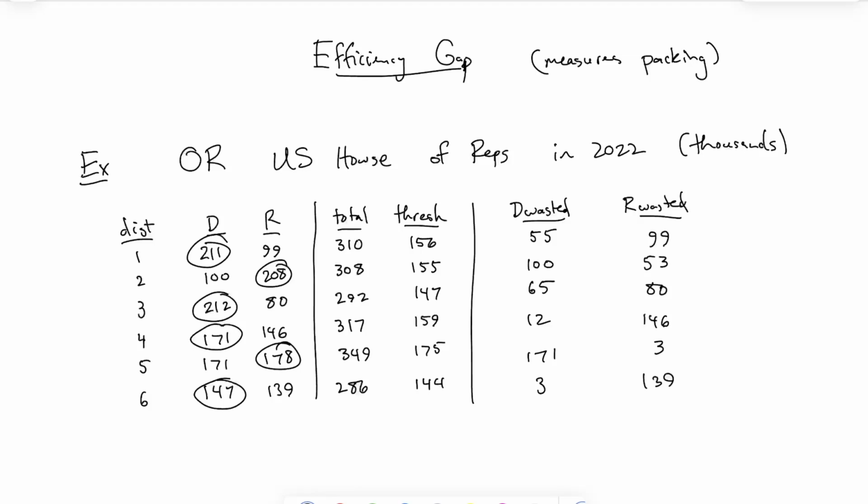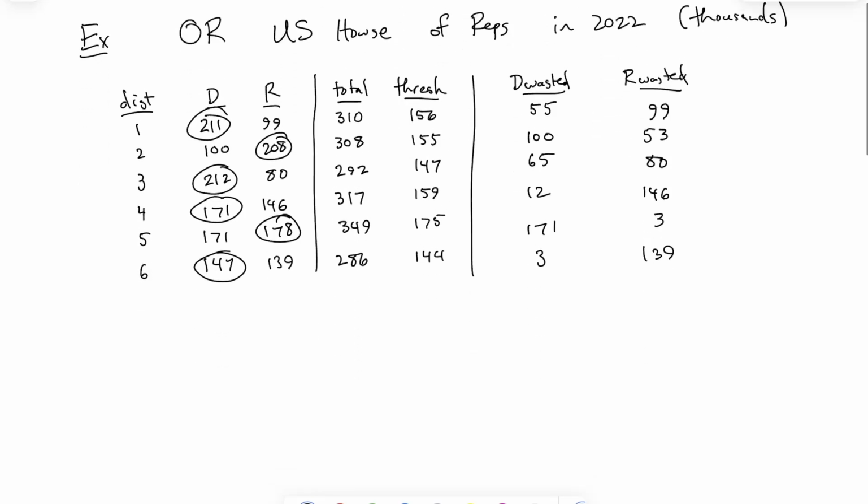All right, the work is pretty much done. We just have to summarize the answer, and remember the answer is always written as a fraction or as a percentage. The way to summarize the answer is we're going to add up all the wasteds. So if you add all the R wasteds, I did this on my calculator, I got 520 for the R wasteds, and the D wasteds, I got 406. So we have more votes wasted by the R's. That means this map is benefiting the D's, at least as far as the efficiency gap is concerned.